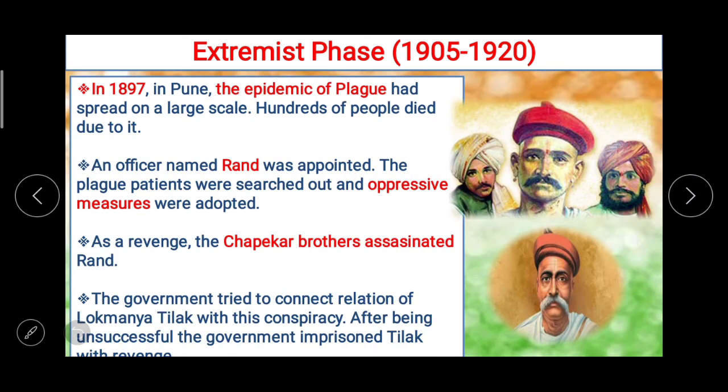In 1897, in Pune, the epidemic of plague had spread on large scale. Hundreds of people died due to it. And during this period, an officer named Rand was appointed. The plague patients were searched out and oppressive measures were adopted. As a revenge, Chapekar brothers assassinated Rand. The government tried to connect relation of Lokmanya Tilak with this conspiracy. After being unsuccessful, the government imprisoned Tilak with revenge.